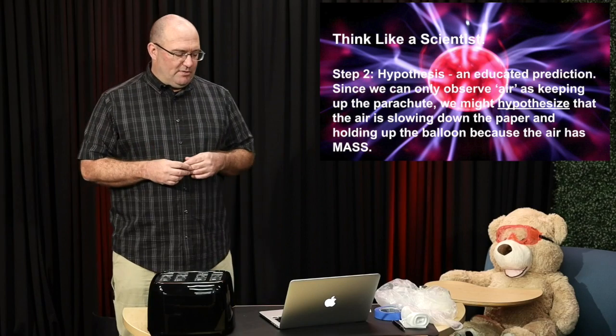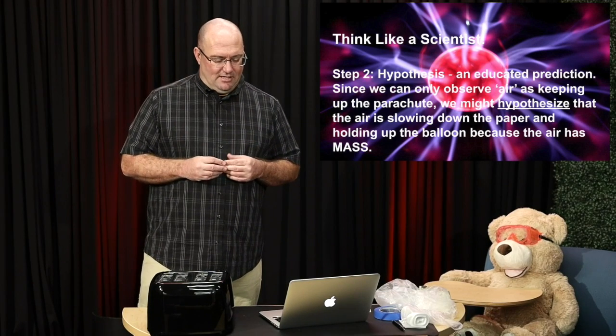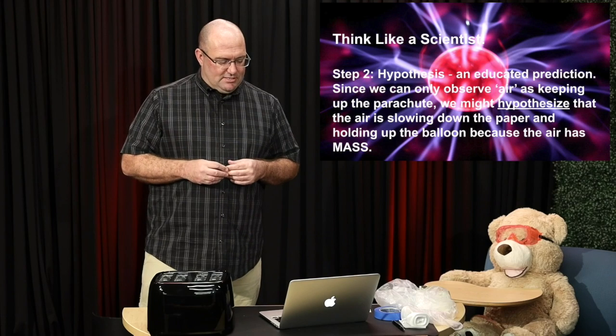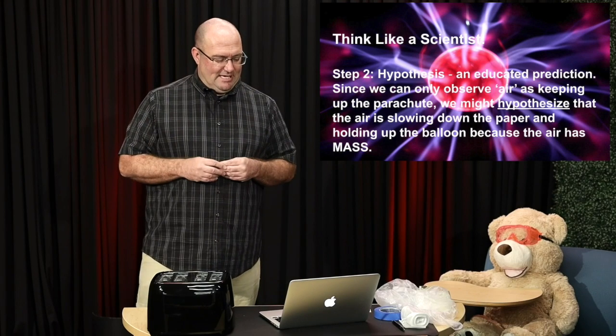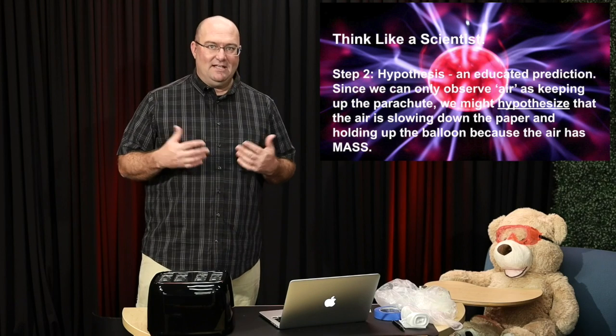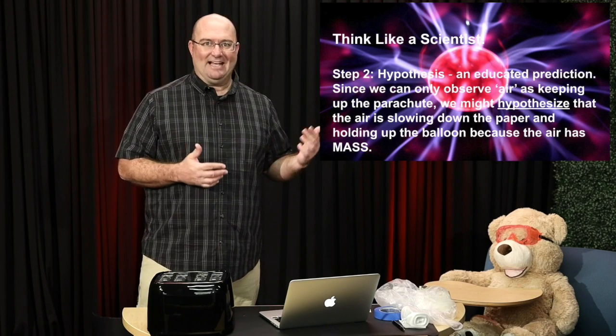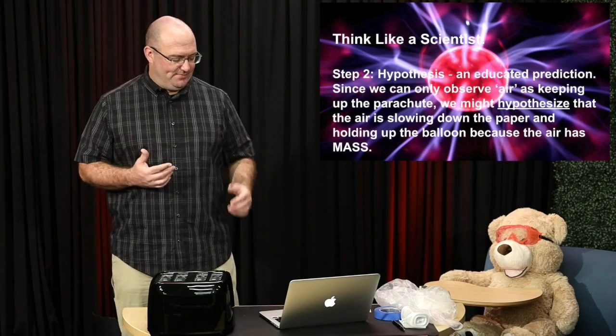Step two is we're going to come up with a hypothesis. So in step two, thinking like a scientist, which is an educated prediction, since we can only observe air as keeping up the parachute, or the balloon, we might hypothesize that the air is slowing down the paper and holding up the balloon because air has mass. Okay, so air has mass.